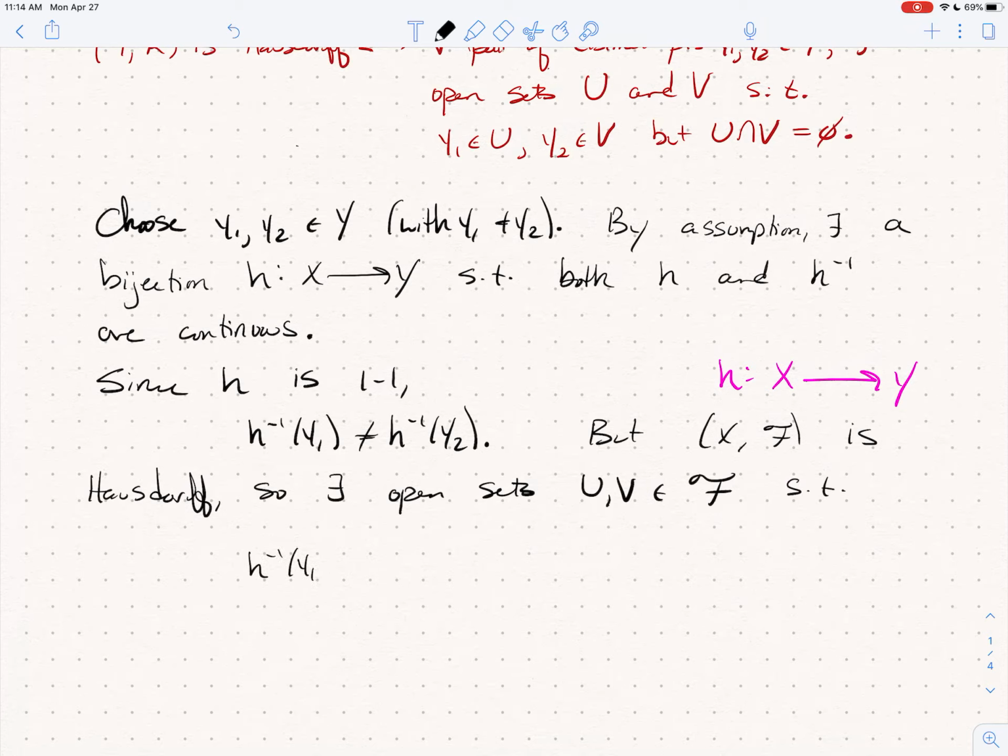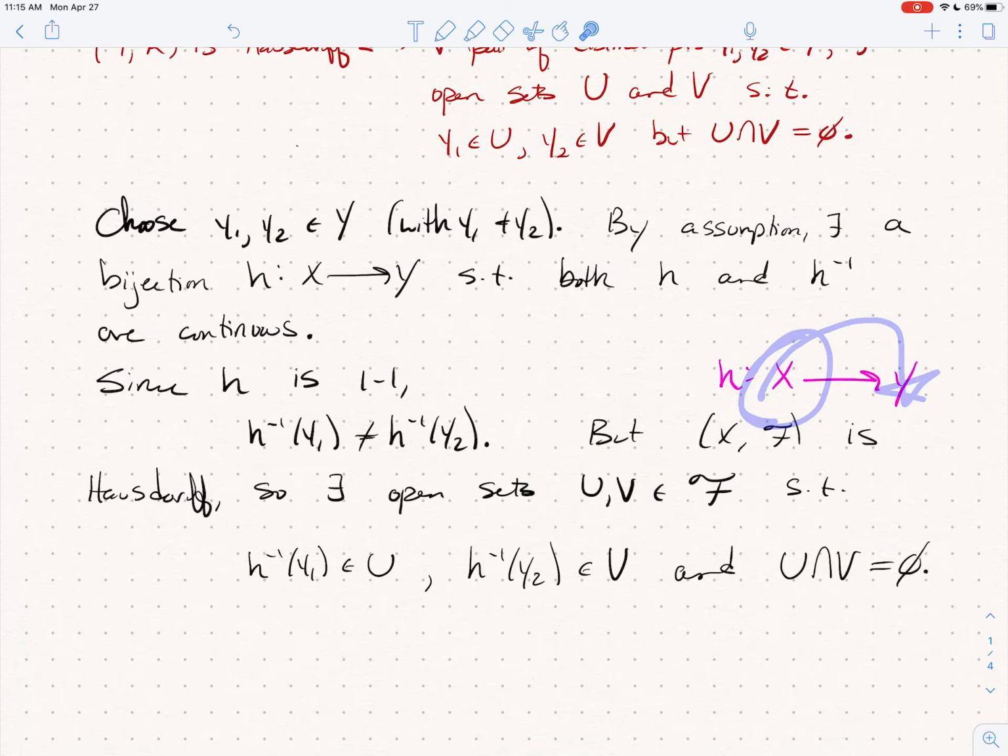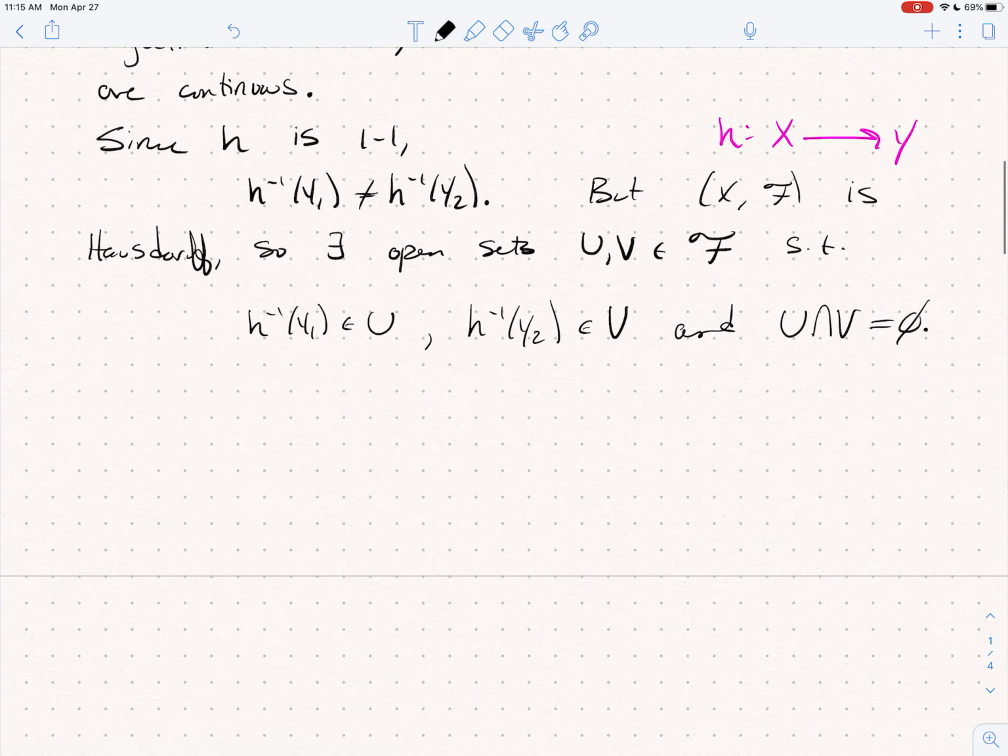Well, we know that, let's say, H inverse of Y1 is an element. You could label it X1 if you want, but I'm just going to leave it as H inverse of Y1. This lives in U, and we know that H inverse of Y2, a singleton element here, lives in V. You could label it X2 if you wanted. Even more importantly, since X is Hausdorff, U intersect V is empty. And so somehow we want to take what's happening here in X and translate it back to Y.